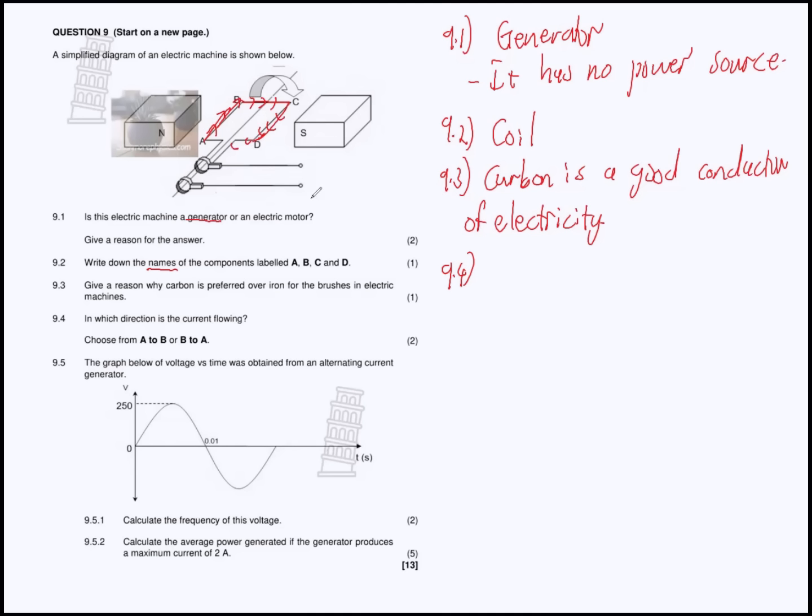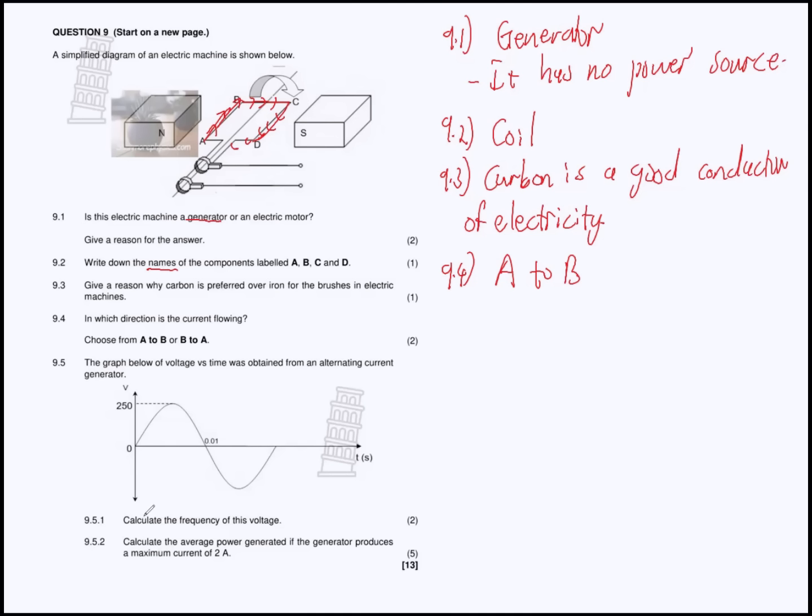So that means here is the current flowing from A to B or B to A. The clockwise direction would have to be from A to B. There we go, 2 marks. Then 9.5 says the graph below of a voltage versus time was obtained from an alternating current generator.